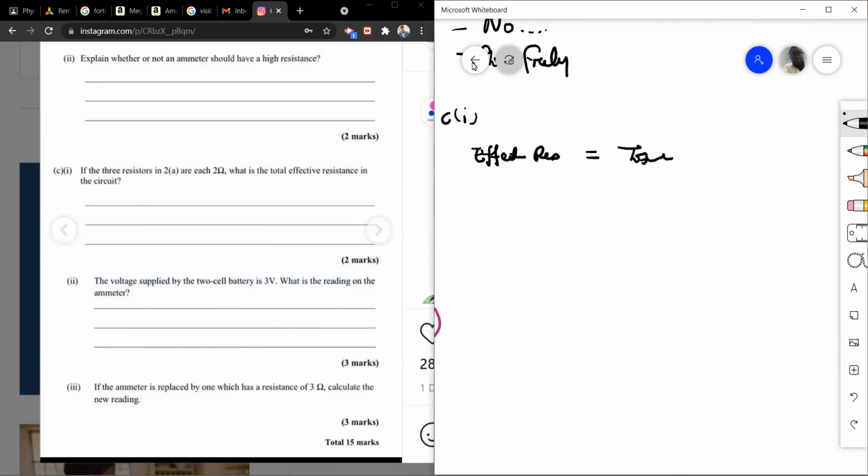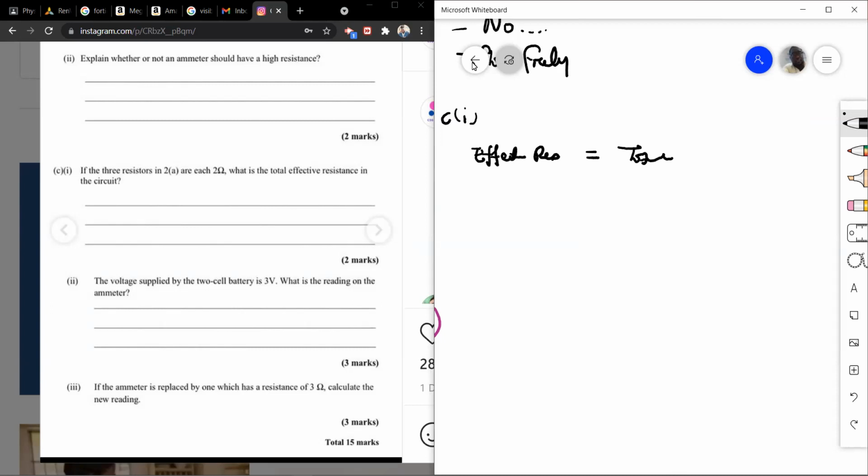That is number 1. Secondly, what is the general formula that we use for effective resistance in a, by the way, what kind of circuit am I working with again? Series or parallel? Parallel. All right. So what is the formula that I use for the effective resistance in a parallel circuit?